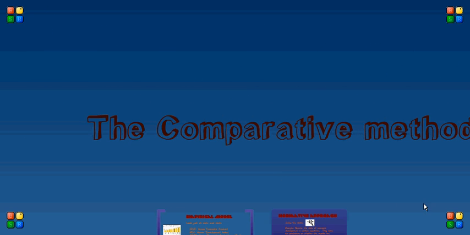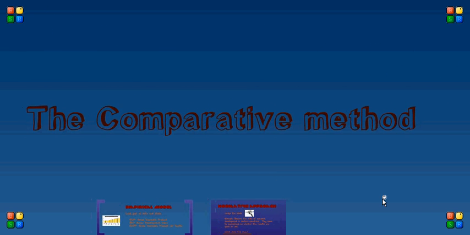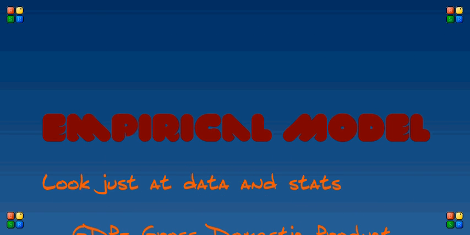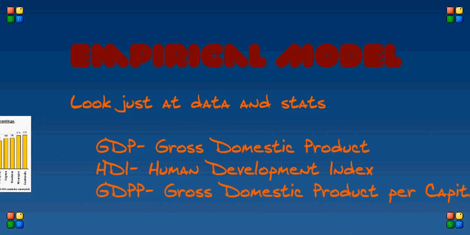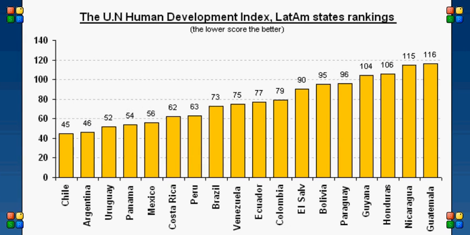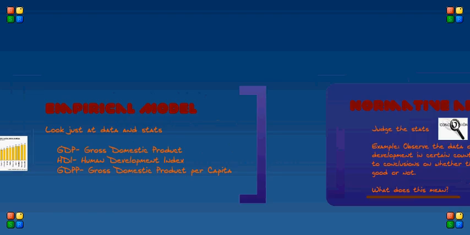First, we've got to know the comparative method, and that's basically how do we go about comparing countries. Well, there's the empirical model, which says let's just look at the data and statistics, and there are a few examples of data that you'll encounter in this AP. And here's a nice chart. Basically, what these guys would do is create the graphs and analyze them to some extent, but that's pretty much it.